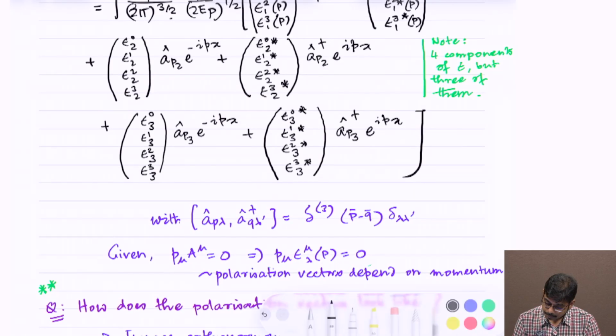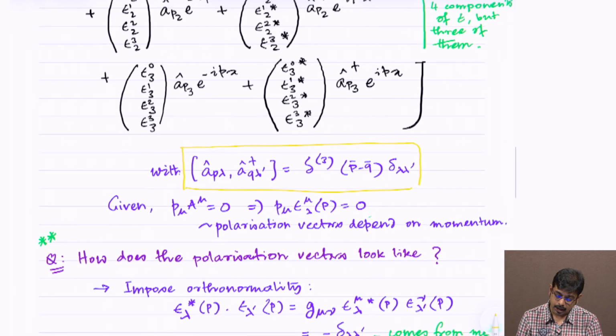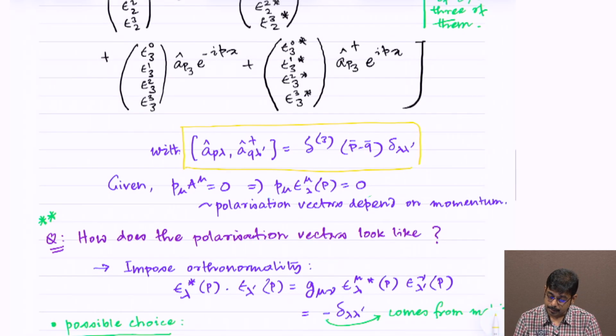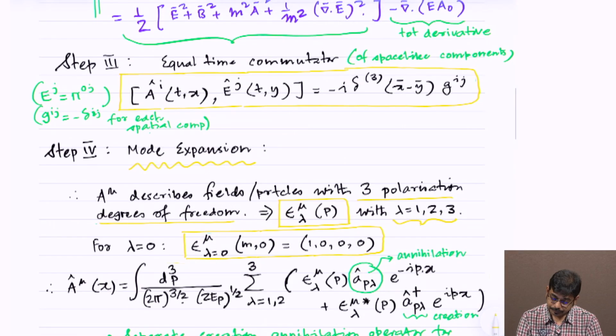And then you impose the condition that you have the equal time commutator, or rather the commutator relation between the creation and the annihilation operator, like [a_{p,λ}, a†_{q,λ'}] equal to delta cube of p minus q delta_{λλ'}, and this, in conjunction with this mode expansion, will actually be able to explain the equal time commutator relation that you defined here.